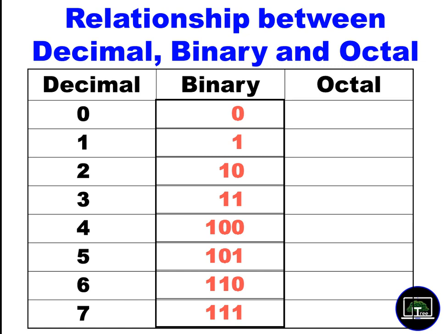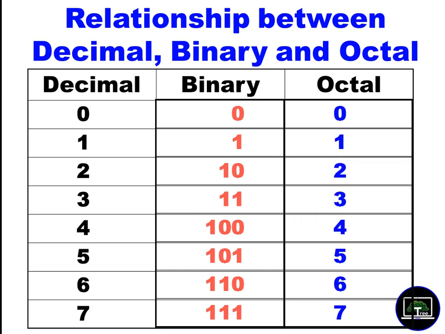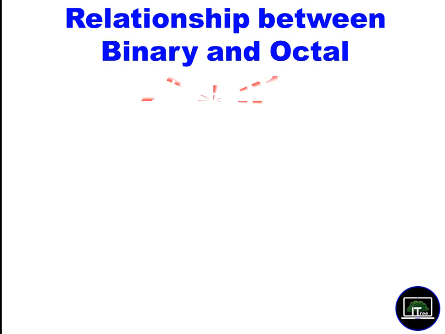Could you write the octal equivalent of these values? Yes, we can. Decimal 0 is octal 0. Decimal 1 is octal 1. Decimal 2 is octal 2. When you look very clearly, you can see that to present one octal number, you need 3 binary digits. Say 4 is 1 0 0, 5 is 1 0 1. Whenever you are writing the binary equivalent of an octal number, you must use 3 digits. Always use 3 binary digits to make one octal number. That is the relationship between binary and octal.